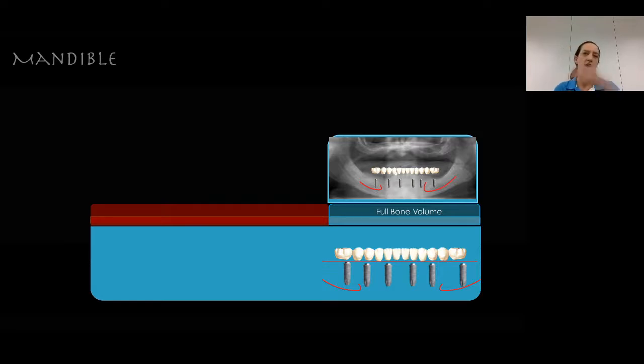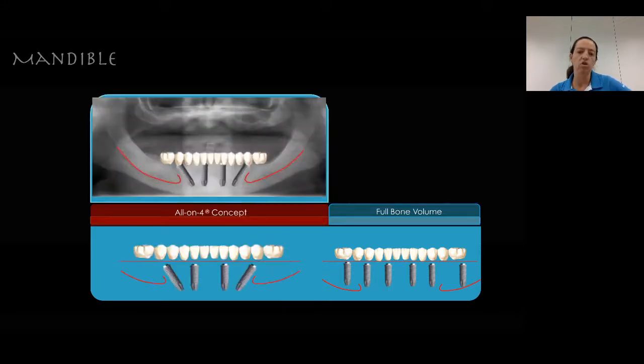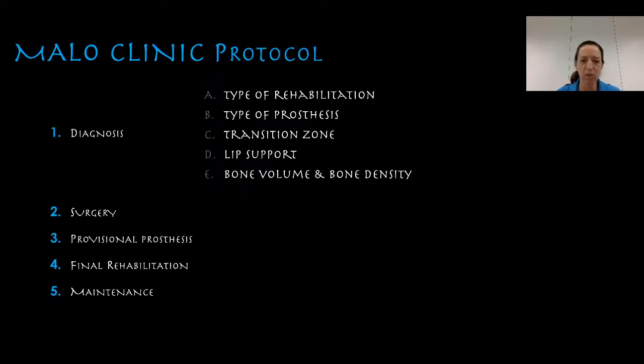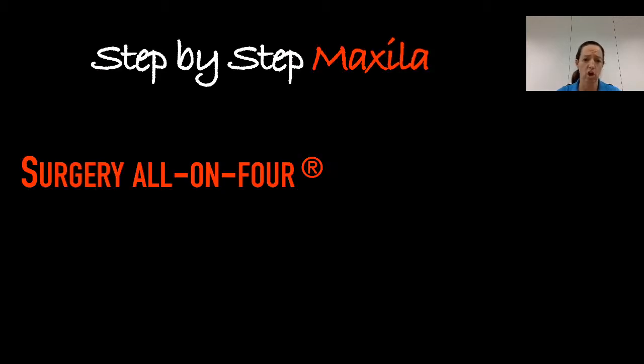In the mandible it is exactly the same, which means that if we have full bone volume, more than 10 millimeters in the area of the first molar, of course, we can go with 6 straight implants, no problem at all. But usually we lack this type of bone, and usually we go for the all-on-4 concept. For us, a good case is when we have 5 millimeters of bone width with 10 millimeters of bone height from canine to canine, or in between the coming out of the nerves, which is our limit in the lower jaw.